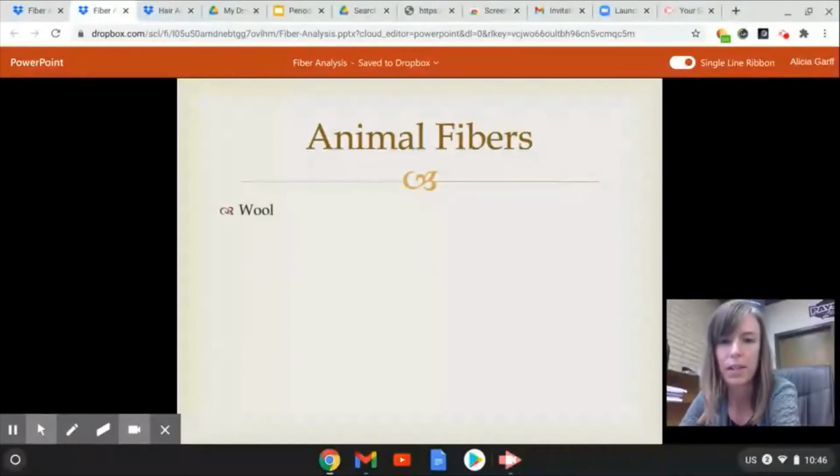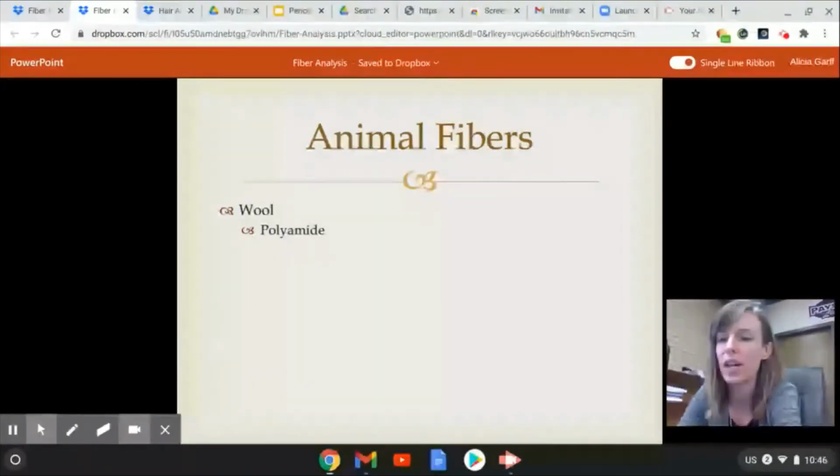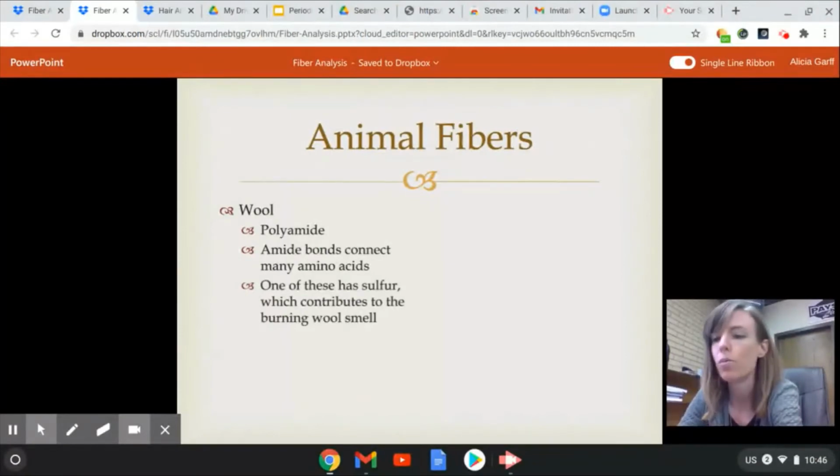A common animal fiber is wool. Wool is something called a polyamide. That's a type of polymer. Polyamides are long chains of amino acids bonded together, so it's kind of like a protein. Again, amide bonds connect many amino acids. So wool, when you burn it, which we will do on Tuesday when I see you guys, has a weird smell, and that's because some of the amino acids in wool have sulfur in them. So that makes it smell kind of bad when you burn it.